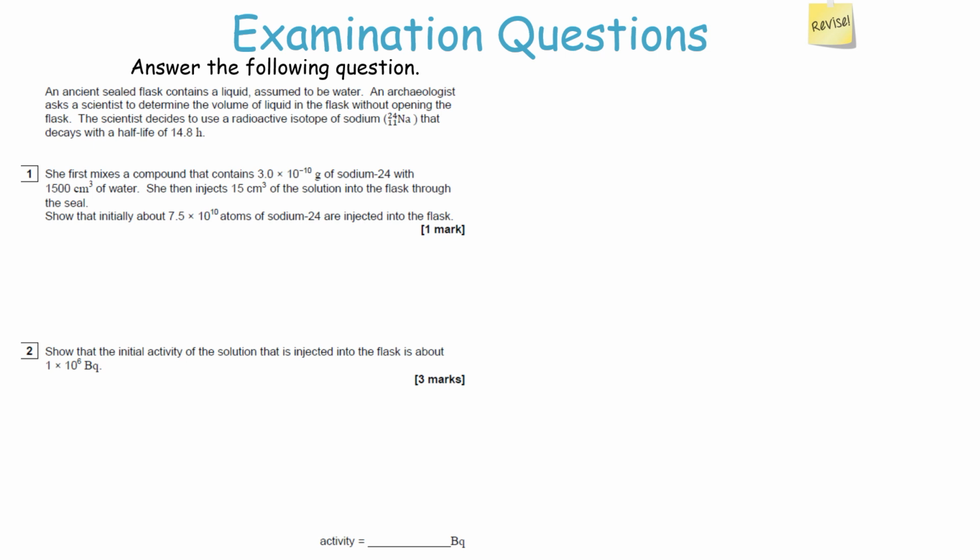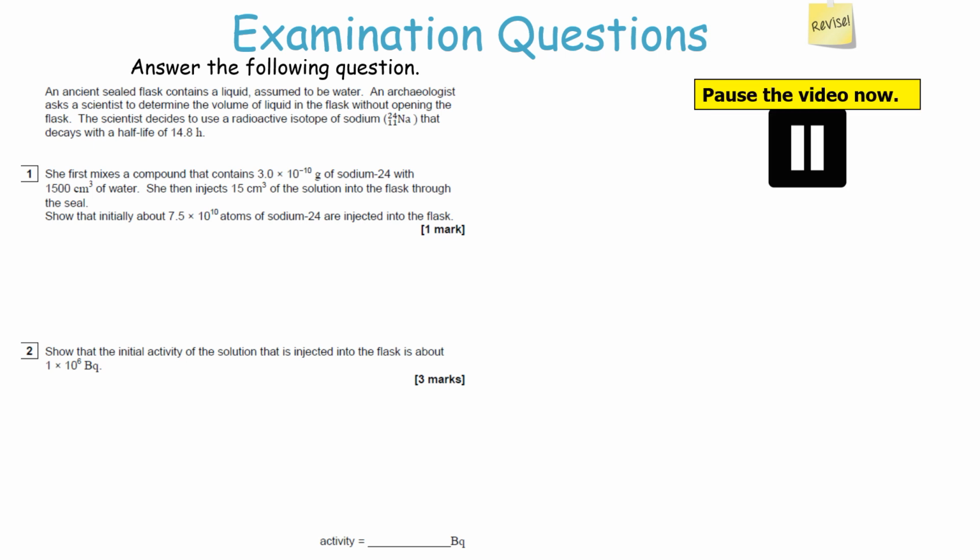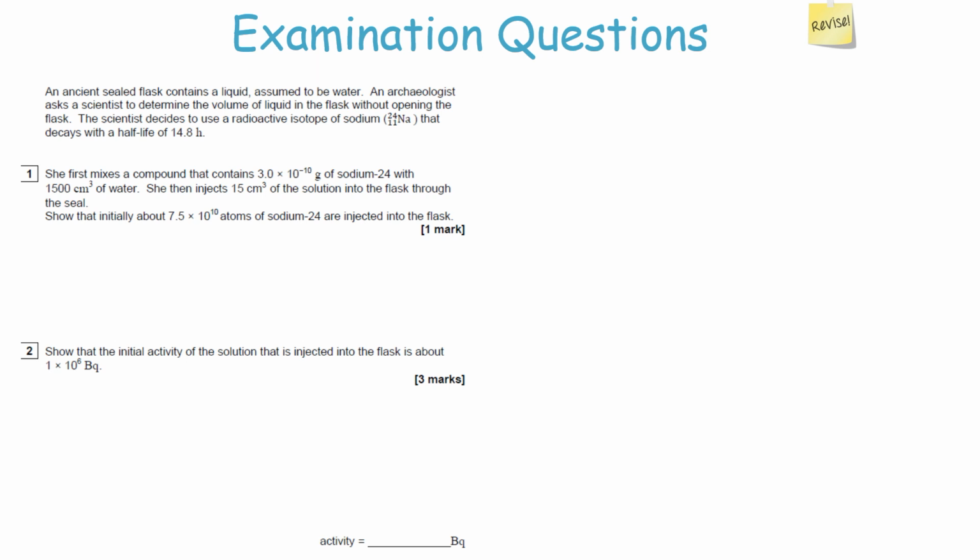Show that initially about 7.5 times 10 to the 10 atoms of sodium are injected into the flask. Then show that the initial activity of the solution that is injected into the flask is about 1 times 10 to the 6 becquerels. So pause the video now, then unpause the video when you want to go through the answer. Right, so how can we work out that there were initially 7.5 times 10 to the 10 atoms of sodium injected into the flask? Well, it's the idea of how many atoms are going to be in 1 gram in this instance of your sodium, which links into a little bit of chemistry.